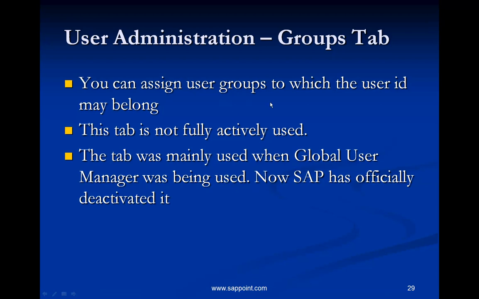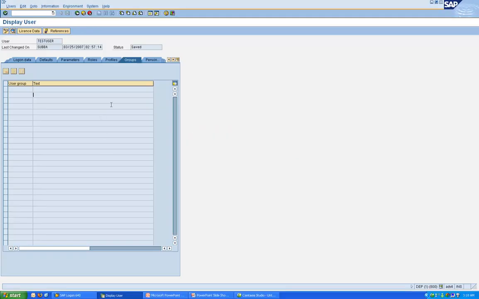Now you can assign user groups to which the user IDs may belong. Now this tab is not fully active. It's not fully actively used. This tab was mainly used when Global User Manager was being used. Now SAP has officially deactivated it. So you basically don't use this tab anymore. The function has been deactivated by SAP. So you will never use this tab.